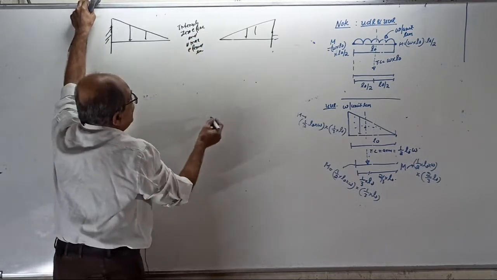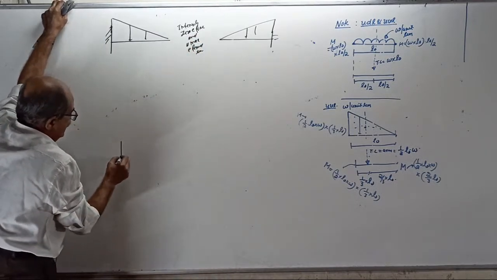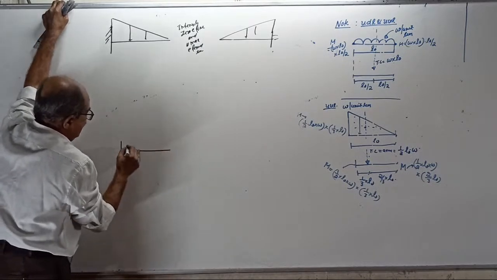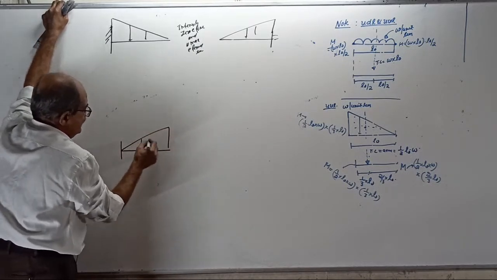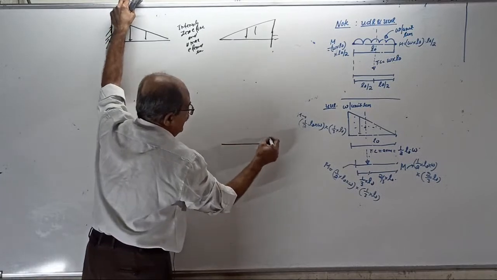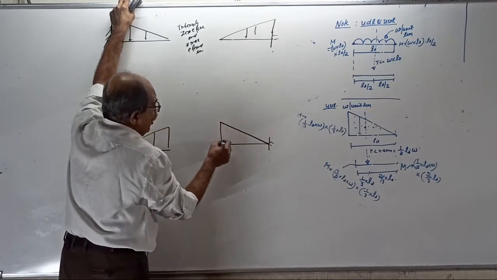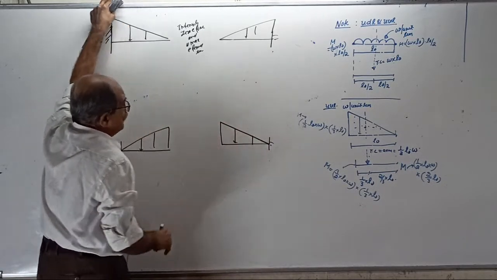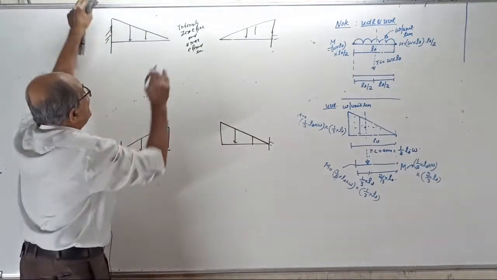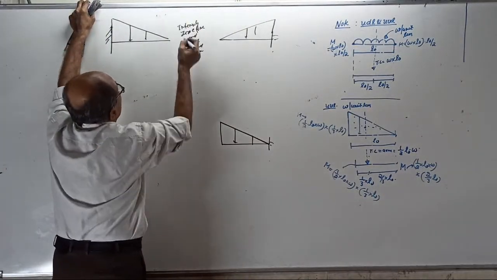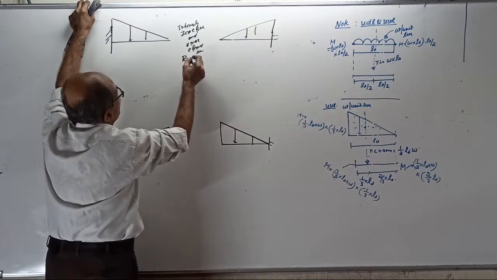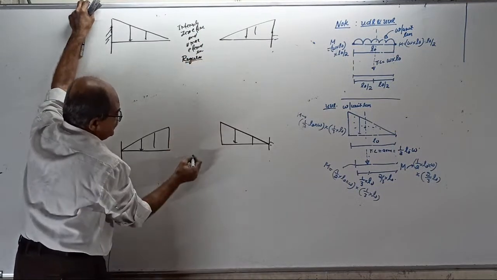See, one more case is there. It is this way. Intensity 0 at fixed end and maximum at free end. I will tell you, this comes under regular. See, this is regular, this is special.